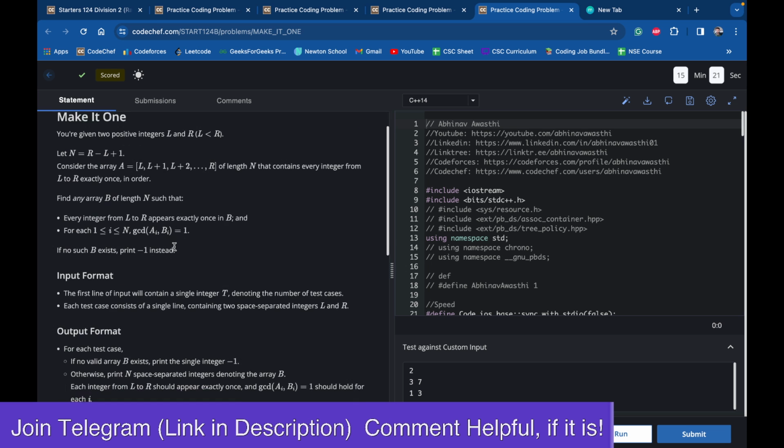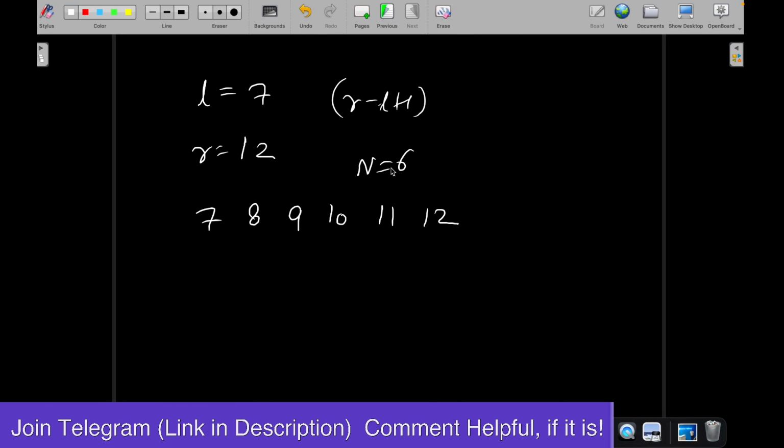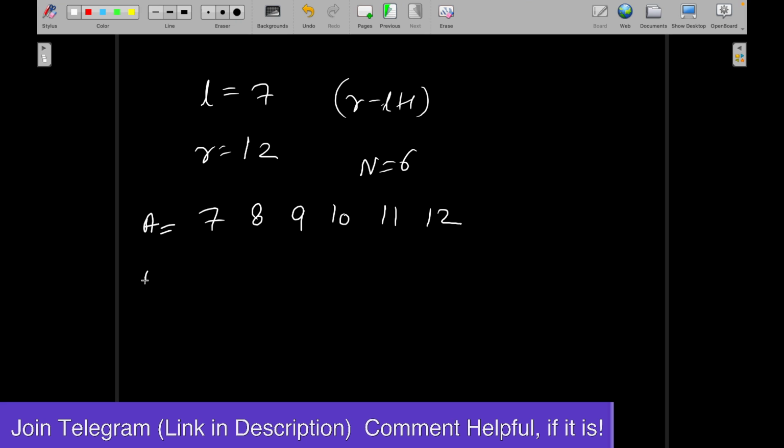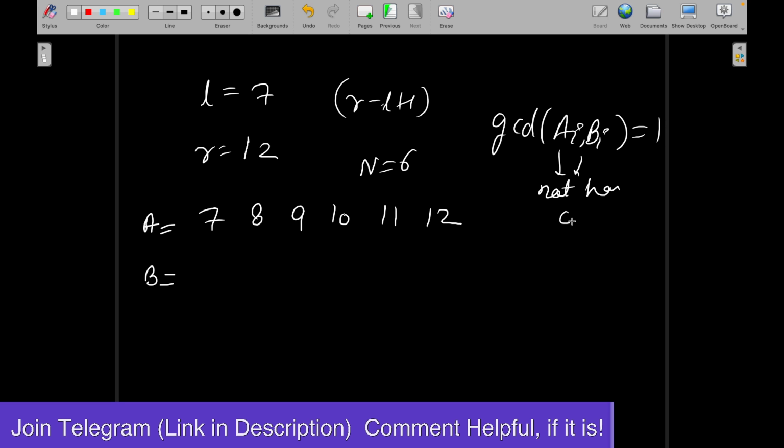Now, what they are asking is, this is array A given to you. You have to create an array B such that GCD of the elements of A and B is always 1. GCD 1 basically means they should not have any common factor, because GCD is the highest common factor or greatest common divisor. If they don't have any common factor, the common factor will be 1 only. That is the basic thing, right?